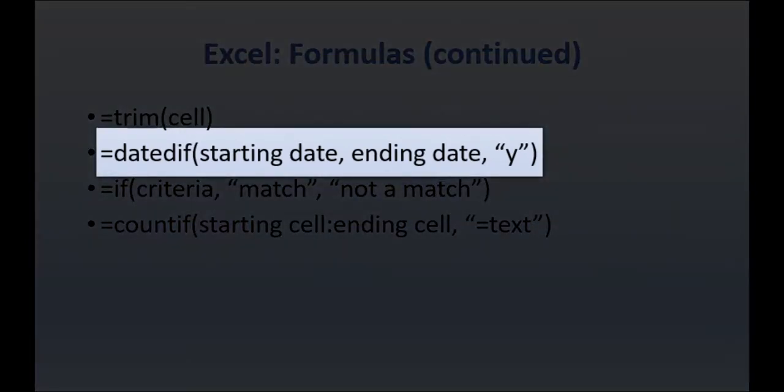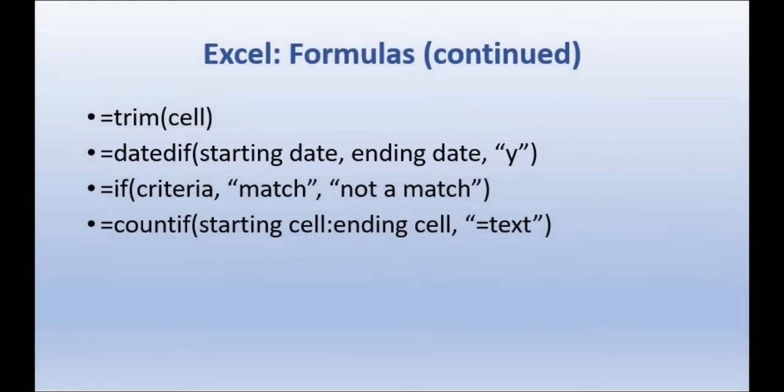So this calculates the number of days or the number of months or the number of years between two dates in Excel. And that's equal datedif, your starting date, comma, your ending date, then quote unquote a D, an M, or a Y, depending if you want to measure days, months, or years.